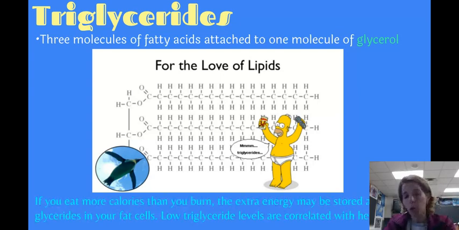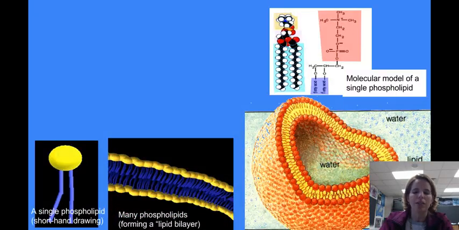You see Homer because if you eat more calories than you burn, like Homer Simpson, the extra energy may be stored as triglycerides in your fat cells. Low triglyceride levels are correlated with healthy hearts. Remember, correlated doesn't mean for sure they cause healthy hearts, just that people with low triglyceride levels tend to have healthier hearts. So the recommendation is always to avoid obesity, in essence, that keeps our hearts healthier.